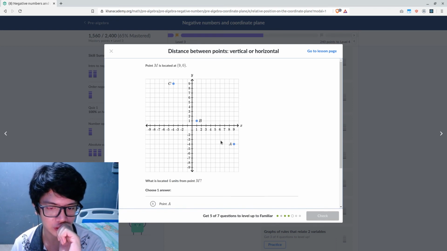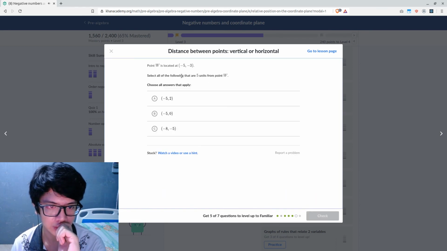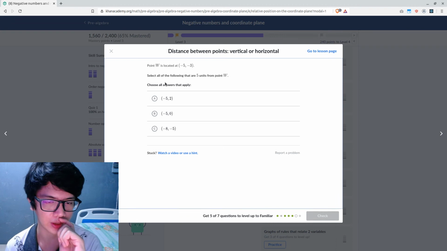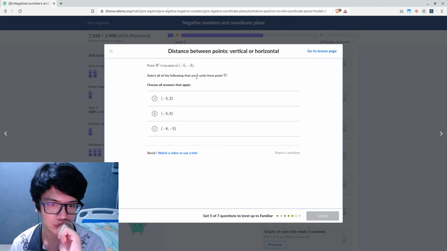What is located 4 units from M? That's A. Point W is located at -5, -3. Check all of the following that are 5 units from point W. Okay. It's 5 away. And no. 3 and 2. Okay.